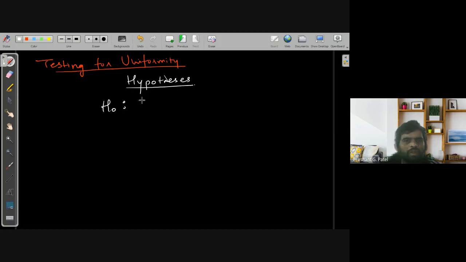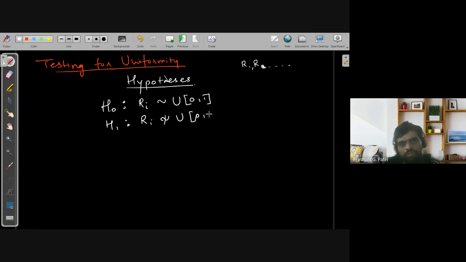Hypothesis: the random numbers Ri which we generate, are they uniformly generated or not? H0: Ri is U(0,1), that is, uniformly generated between 0 and 1. And H1: Ri is not uniformly generated. This is the hypothesis. The null hypothesis H0 states that the numbers are uniformly distributed on the interval 0 to 1.